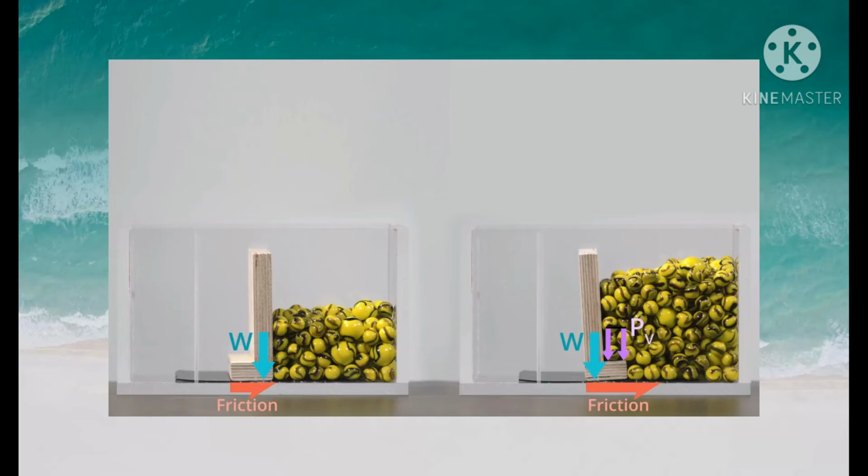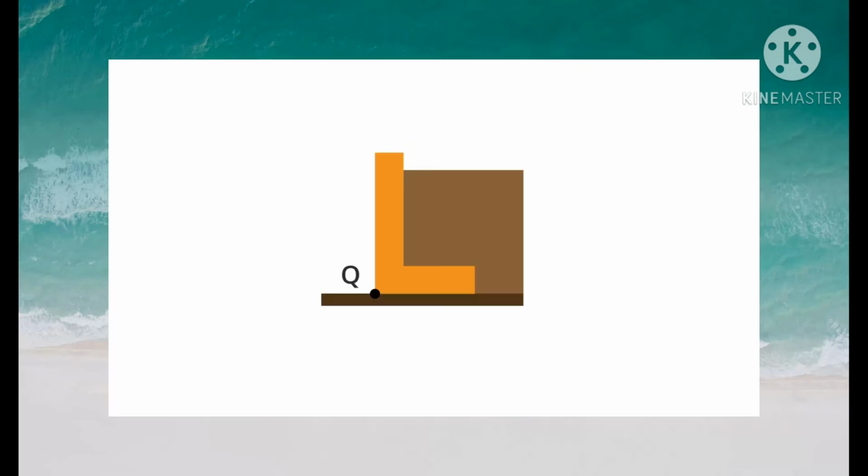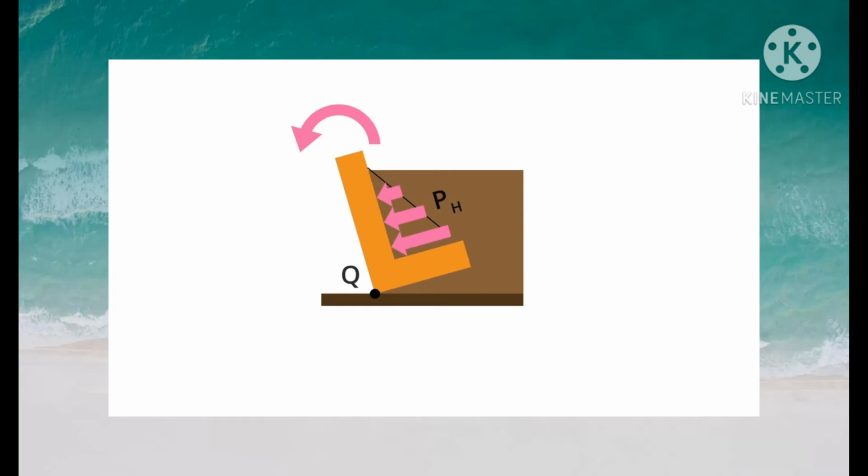When engineers design L-shaped retaining walls, they imagine them overturning about the point labeled Q. They first calculate how strongly the soil pressure will tend to make the wall rotate about Q. We call this tendency to tip an overturning moment, and we label it M_O.